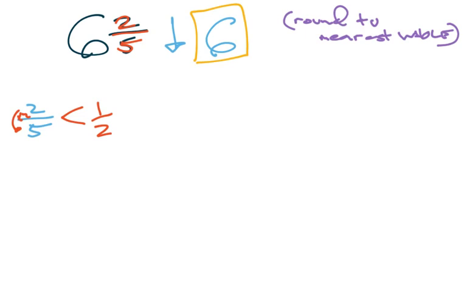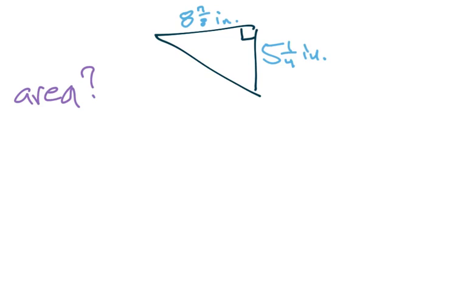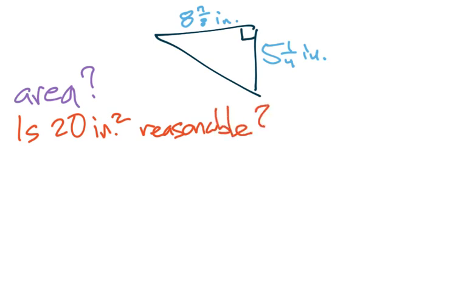Well, then we'll start to mix this in with other things. So go ahead and draw this up. I got a right triangle with the base at 8 7/8 inches and the height at 5 1/4 inches. Now, let's say we're going to consider area, and let's say a friend of yours came out and just kind of looked at it and said, that thing's about 20 inches squared in area. Now, is that a reasonable estimate? Well, let's try it out.